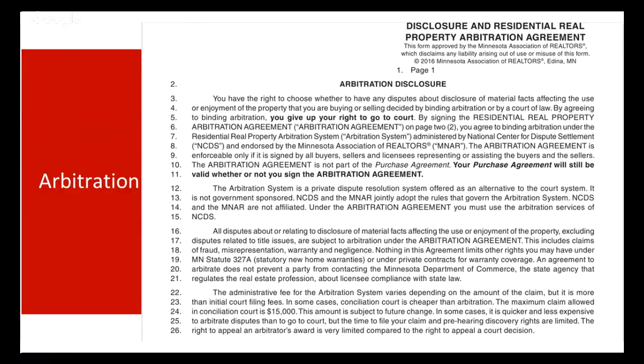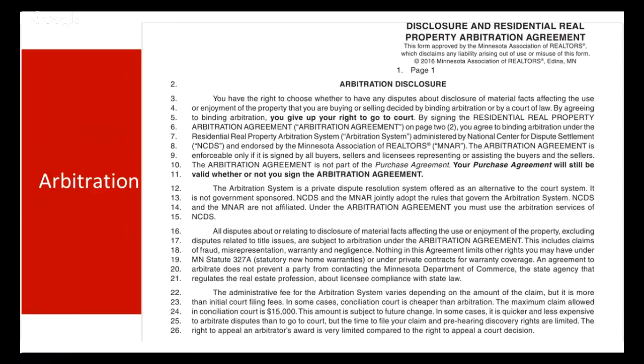Arbitration disclosure. Okay, so this gets presented to both sellers and buyers. You have the right to choose whether to have any disputes about disclosure of material facts affecting the use or enjoyment of the property that you're buying or selling decided by binding arbitration or by a court of law. By agreeing to binding arbitration, you give up your right to go to court, in theory. By signing the residential real property arbitration agreement on page 2, you agree to binding arbitration under the residential real property arbitration system, administered by the National Center for Dispute Settlement and endorsed by the Minnesota Association of Realtors.